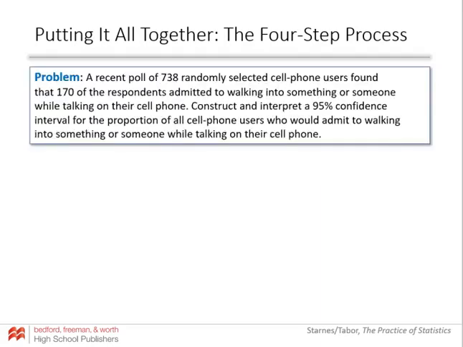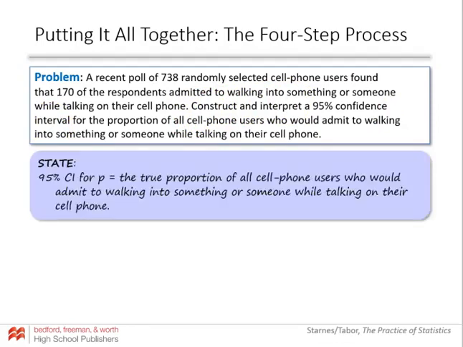So the example we're going to look at, I'm going to let you read it, but basically our task here is to construct and interpret a 95% confidence interval. So we're going to do all the steps in our SPDC. All right, so step 1 is state. What are we finding? We're finding a 95% confidence interval for, and then we're going to define the parameter that we are using. p equals the true proportion of all cell phone users who would admit to walking into someone or something while talking on their cell phone.